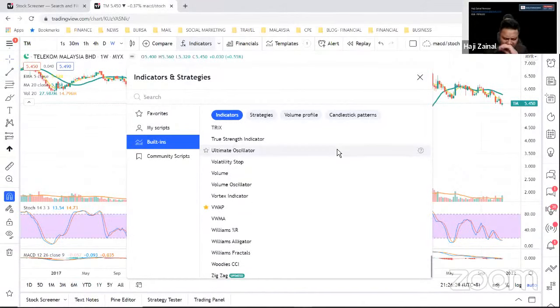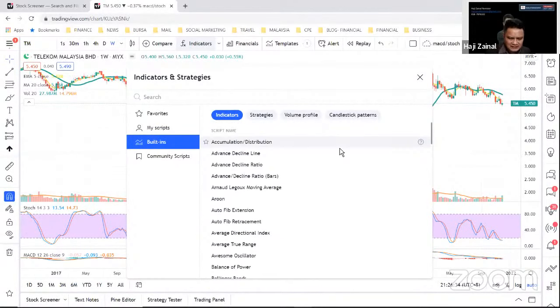So the question is not which indicator you use. The first thing you ask yourself is what you want to know or what you want to see. Usually we categorize them: one is trend, second is volatility, and also support and resistance or peak and trough. So you can use a lot of other indicators.